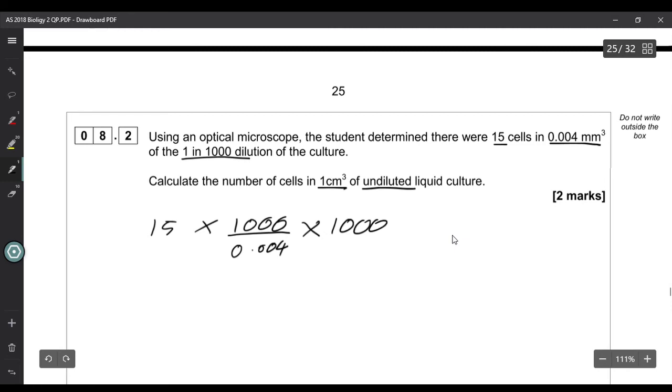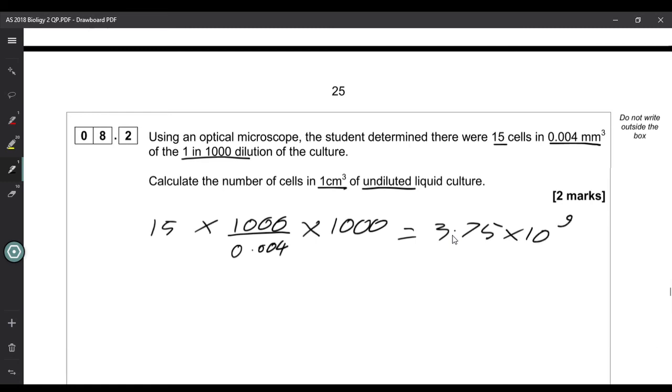And that will give us the amount of cells that would be in 1 cubic centimetre of the undiluted. And that comes out to be 3.75 times 10 to the 9.